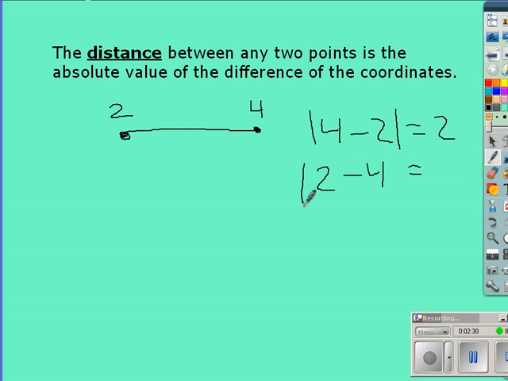If I take the absolute value of this one down here, 2 minus 4 is negative 2. But negative 2 is 2 away from 0. So the absolute value of negative 2 is 2. So your distance will always be a positive number. No matter which direction you subtract, when you take the absolute value, you will always have the positive answer.